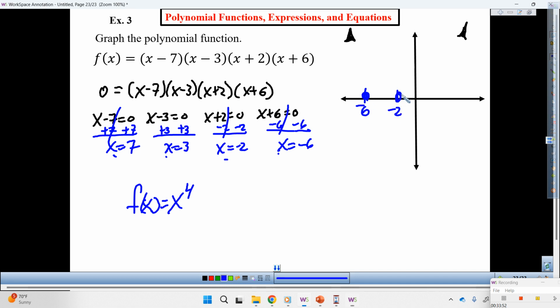Negative 2, positive 3, and 7. From left to right, connect the arrows. There you go. From 1 to 5, how sure are you with this? Yeah, 5, 5, 5, okay. Pretty straightforward, yes? All right, last one.